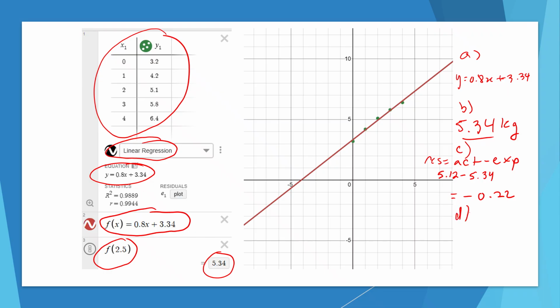Part D, did our model over or underestimate the weight of the baby 2.5 months after birth? Here we expected it to be 5.34 and the actual was 5.12. So even though we have a negative residual, this was actually an overestimation. So I would say overestimate. And then part E, what is our error for a baby 2.5 months after birth? That is going to be the absolute value of our residual. The absolute value of negative 0.22 is 0.22, and that should be our answer for part E.